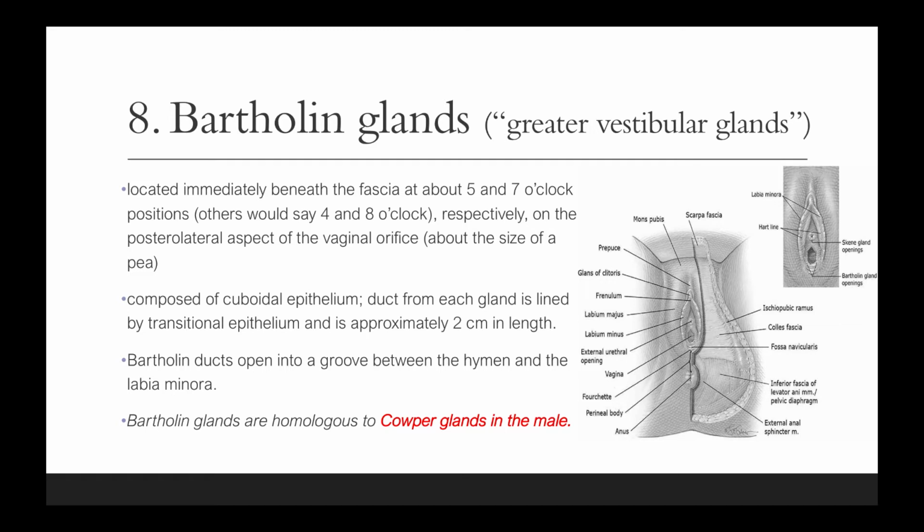This is composed of a cuboidal epithelium, and the duct from each gland is lined by transitional epithelium and is approximately 2 cm in length. As I've said, it's about the size of a pea. Bartholin's ducts open into a groove between the hymen and the labia minora. Bartholin's glands are homologous to Cowper glands in the male.